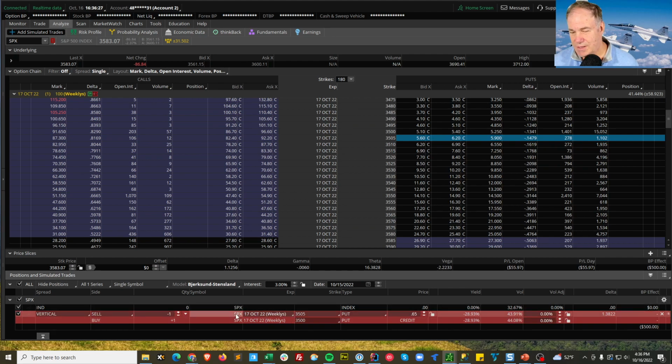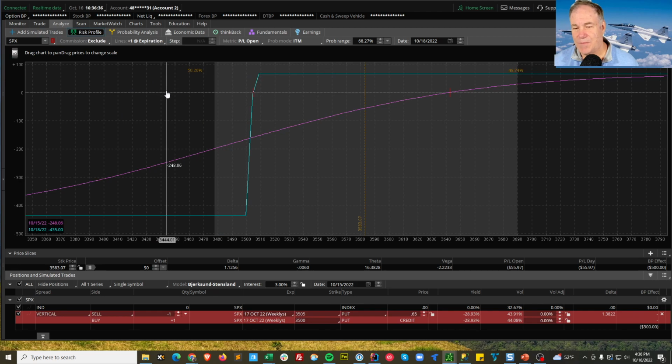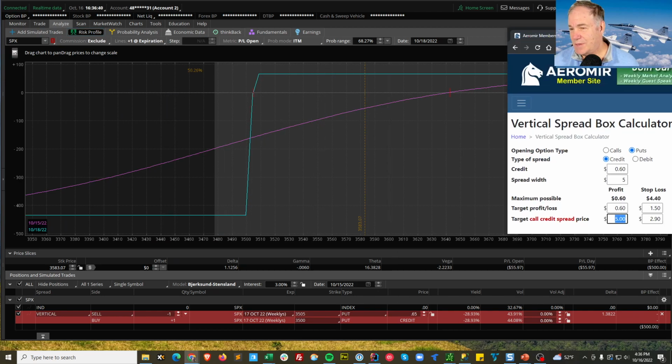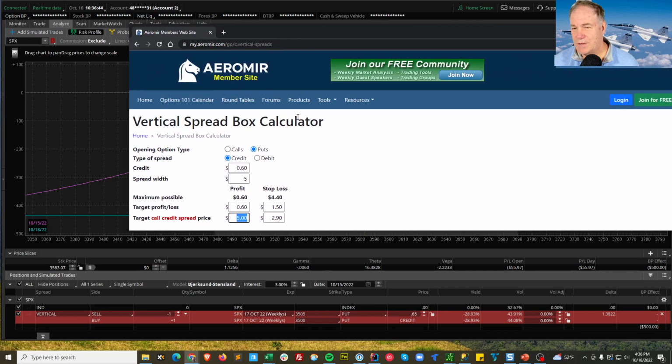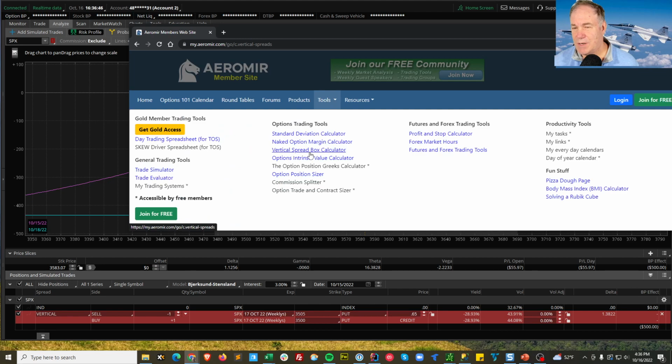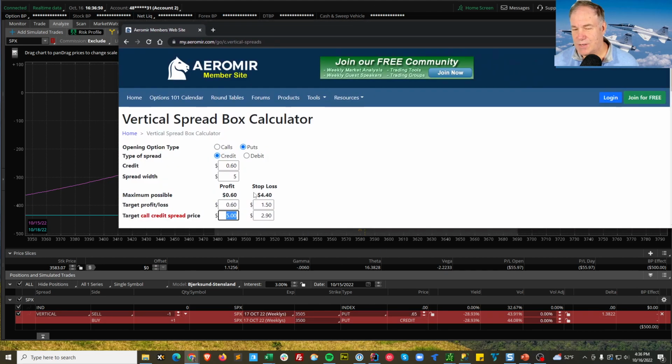And so the short strike is the 3505, which is what we selected. Now if we analyze that, there it is. And now let's set our profit targets. So again, we go back to our calculator. Remember, it's on the tools menu. Tools, vertical spread box calculator. Now we set up a put credit spread. So put credit spread, and we're going to collect 65 cents. We're doing a 5 wide, so that's fine.